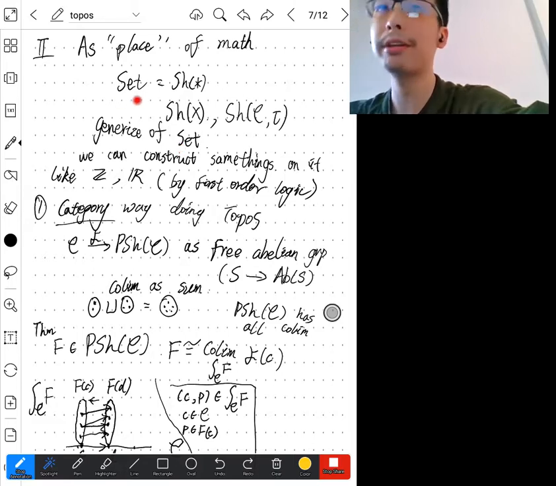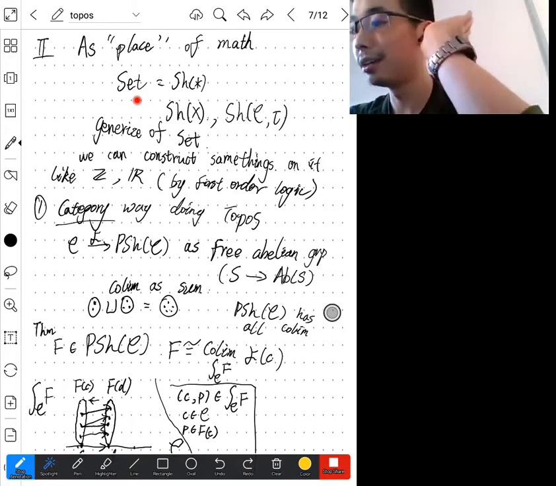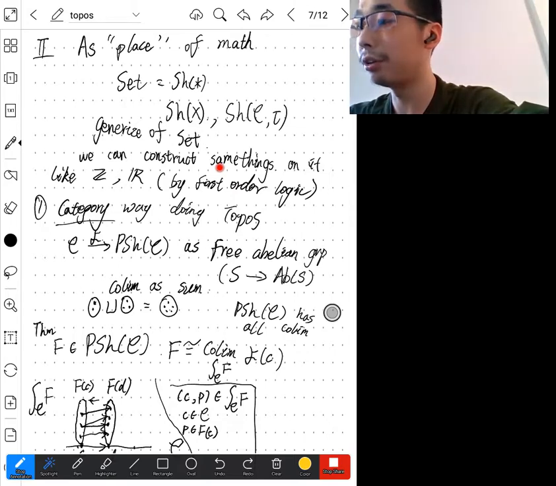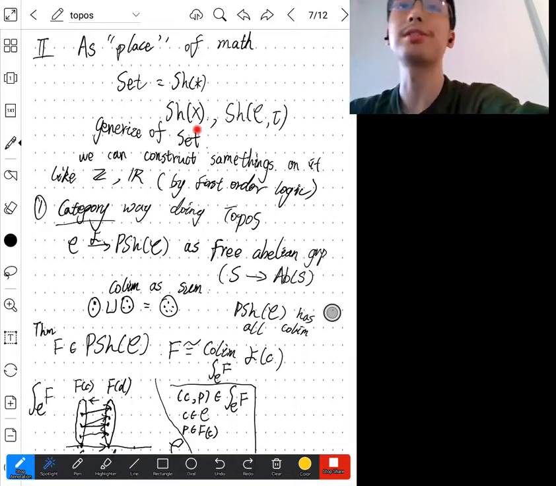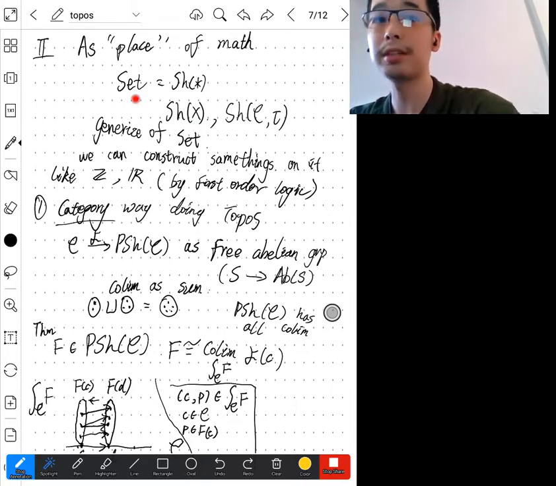So we can construct everything. In set theory, we define things by first or second order logic, right? All of this is defined by some logic rules. In the same way, we can define Z or R over any topos. But this is not the topic today. We can say a topos is something that has similar properties.